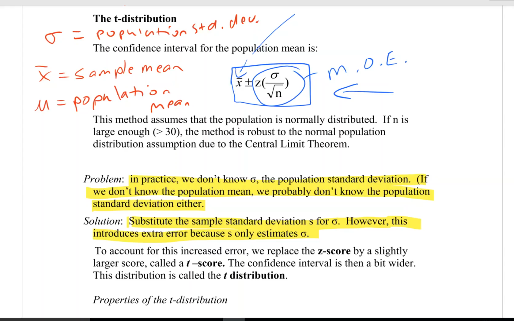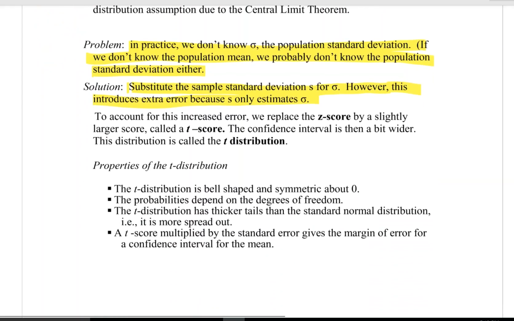This distribution is called the t-distribution. And we're going to talk for a little bit about the t-distribution. Again, the reason we're looking at the t-distribution is because it is going to be a way for us to compensate for the fact that we're using S instead of sigma. It's going to put a little tweak on the equation to account for that extra error. All right, let's take a look at some properties of the t-distribution.